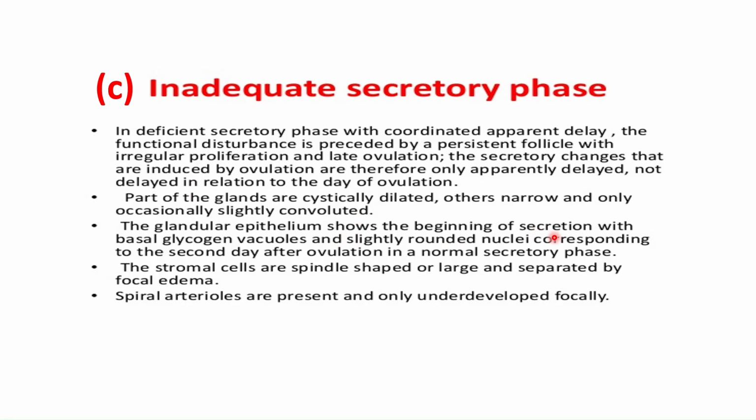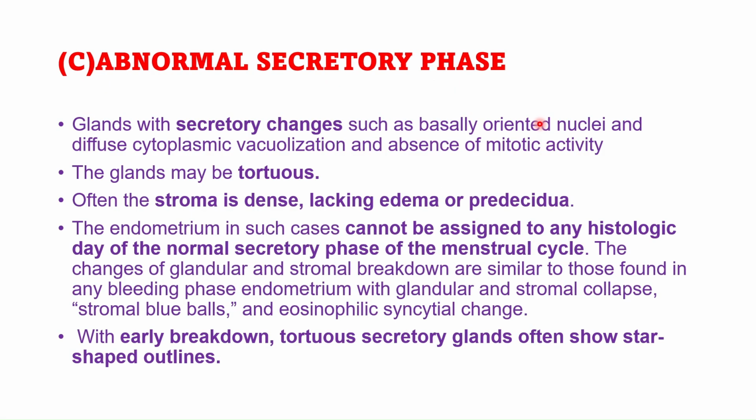The glandular epithelium shows the beginning of secretion with basal glycogen vacuoles and slightly rounded nuclei, corresponding to the second day after ovulation in a normal secretory phase. And the stromal cells are spindle shaped or large and separated by focal edema. And spiral arterioles are present and only focally underdeveloped. So this is inadequate secretory phase. That means the secretory phase is not properly developed.